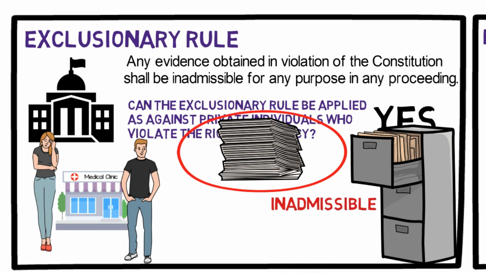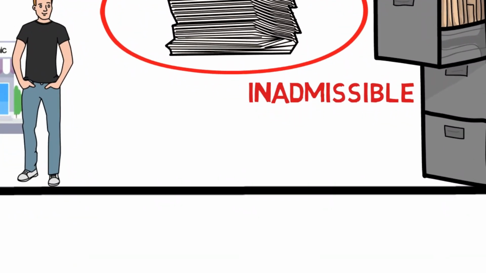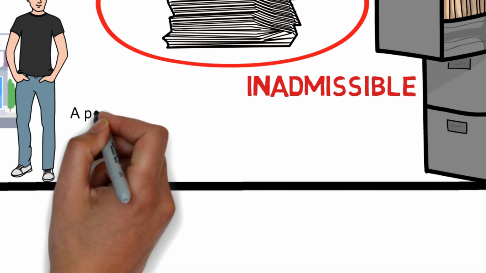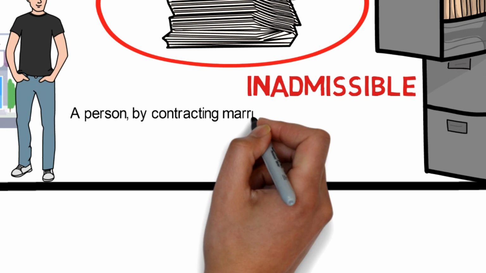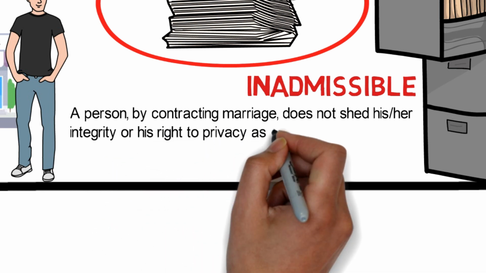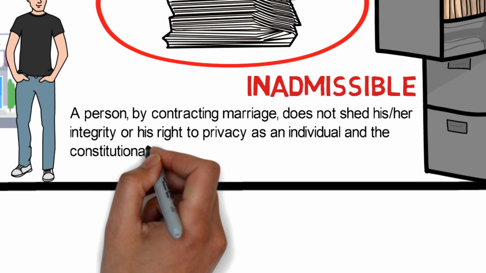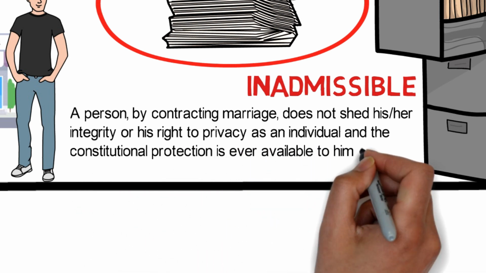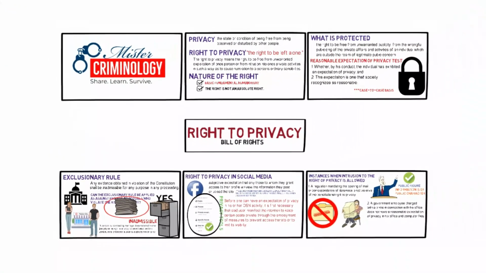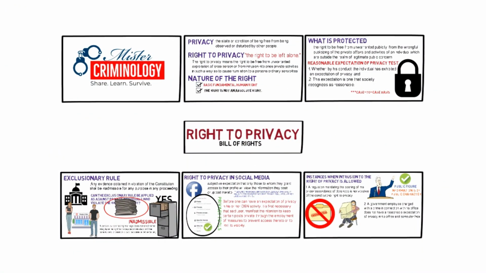Please listen to this, ladies and gents, future husbands and wives. The Supreme Court said that the intimacies between husband and wife do not justify any one of them in breaking the drawers and cabinets of the other and in ransacking them for any telltale evidence of marital infidelity. A person, by contracting marriage, does not shed his or her integrity or his right to privacy as an individual, and the constitutional protection is ever available to him or to her. Sa madaling sabi, kahit may asawa ka na, may privacy ka pa rin. Pero tandaan mo din na ganun pa man, it is your moral duty to be loyal and faithful sa partner mo.